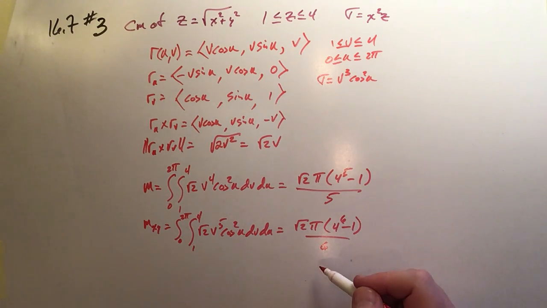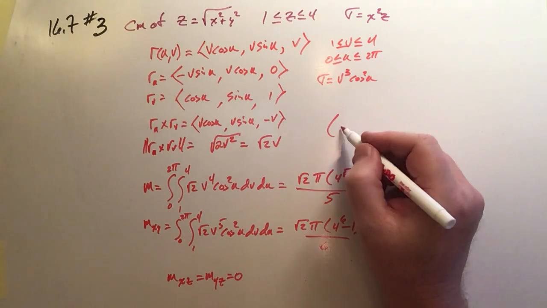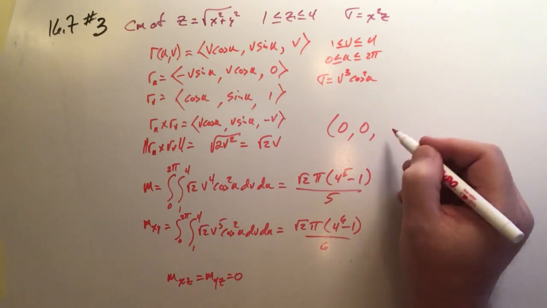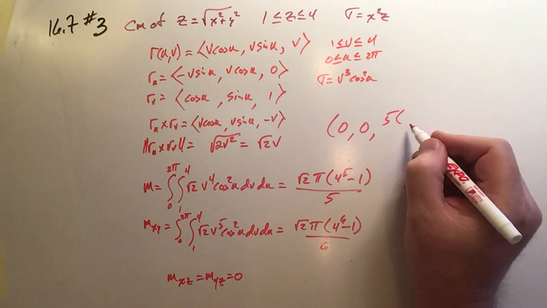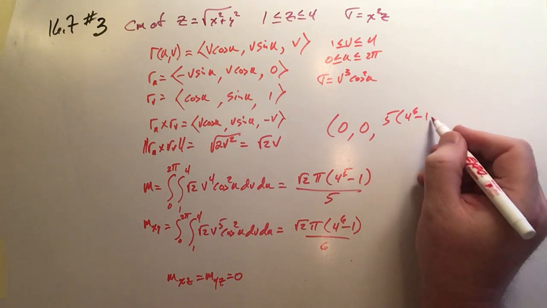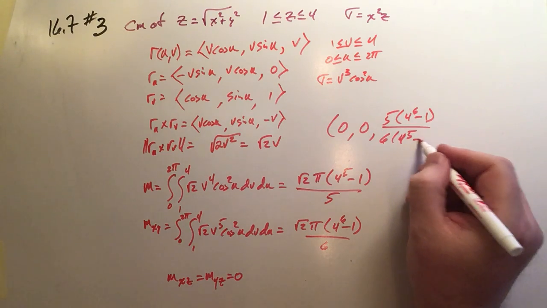And then we need the ratio of these guys. Again, m x z equals m y z equals 0. So the center of mass is 0, 0, and the z component is a humdinger. It's 5 times 4 to the 6th minus 1 over 6 times 4 to the 5th minus 1.